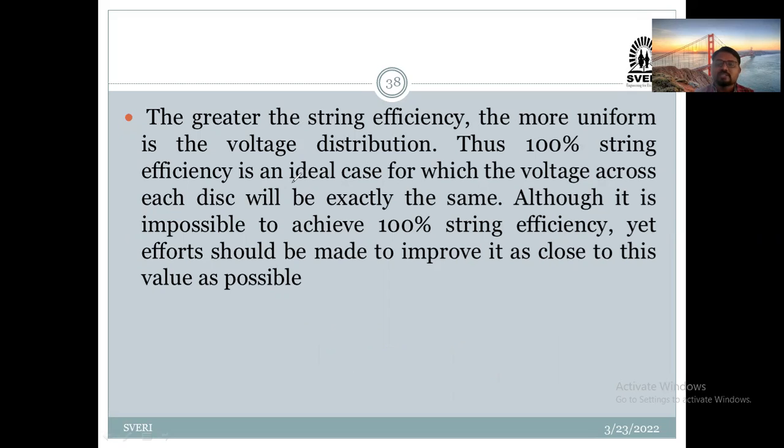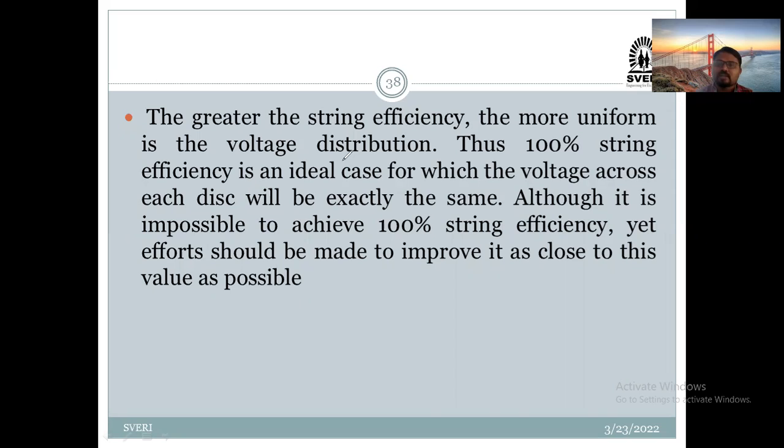Thus, 100% string efficiency is an ideal case. Is it practically possible? No, it is not practically possible. What is the meaning of 100% string efficiency?